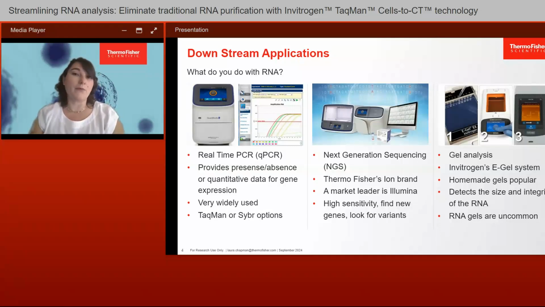Another option that's not very popular is to do gel analysis, where you'd be able to run your RNA on a gel and look at the integrity. But a more popular option would be to use something like the Agilent Bioanalyzer so that you could see the integrity of your RNA and make sure that the quality is good.